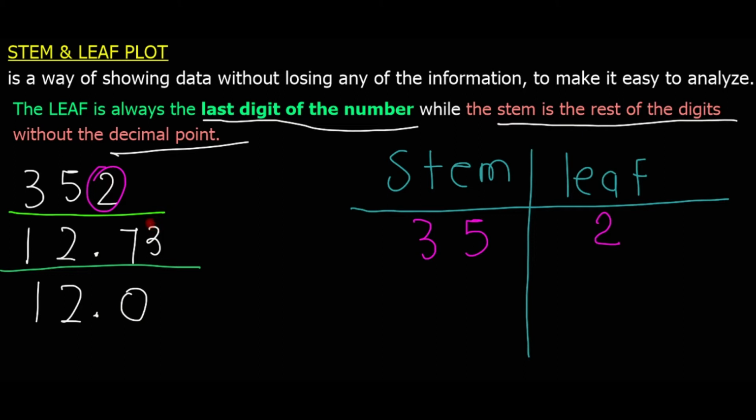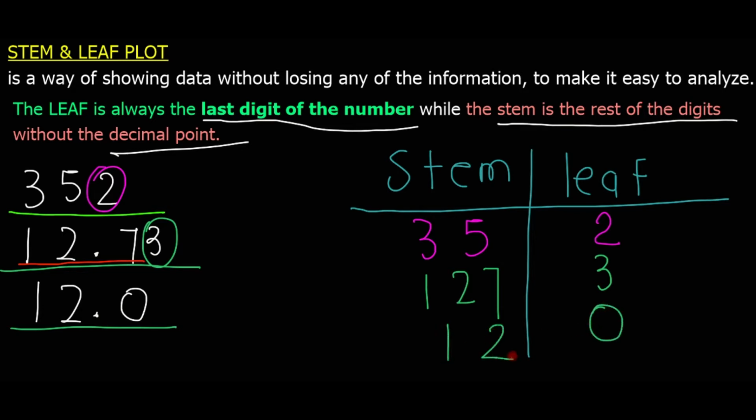12.73. Because the last digit is always the leaf, it will be 3, and then the remaining you can see is 12.7, but we never write a decimal, so this will be 127. And then what about this one, 12.0? We write 0, and then here 1 2. So that's something very important about the stem and leaf plot.